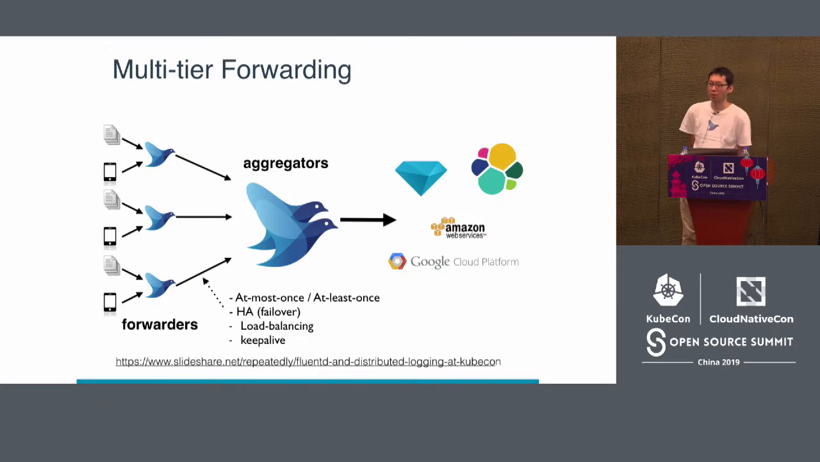And Fluentd also supports multi-tier forwarding. This is mainly for high traffic environments, where you have lots of forwarders and the data traffic is high. Fluentd has its own forwarding protocol with the forward plugins. The Fluentd forward protocol supports two delivery semantics, at most once and at least once. The forward protocol also supports high availability and load balancing, and the recent version also has keepalive. So this forward protocol covers high traffic environments with high availability.